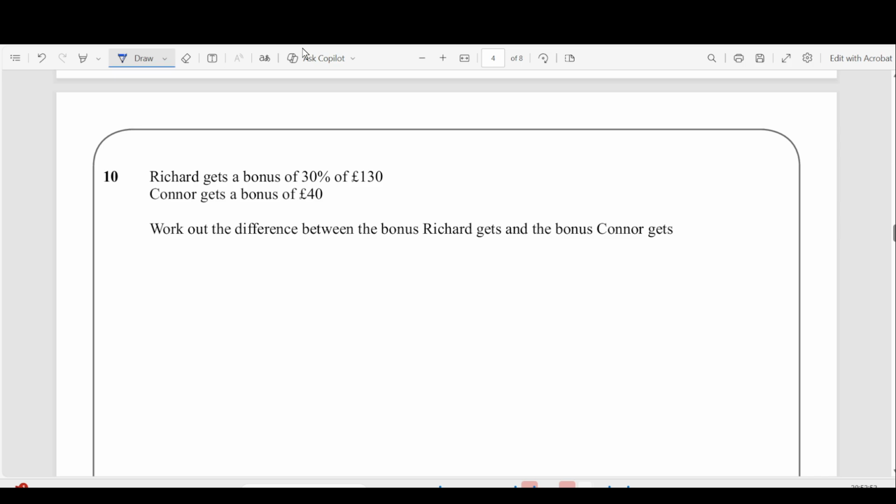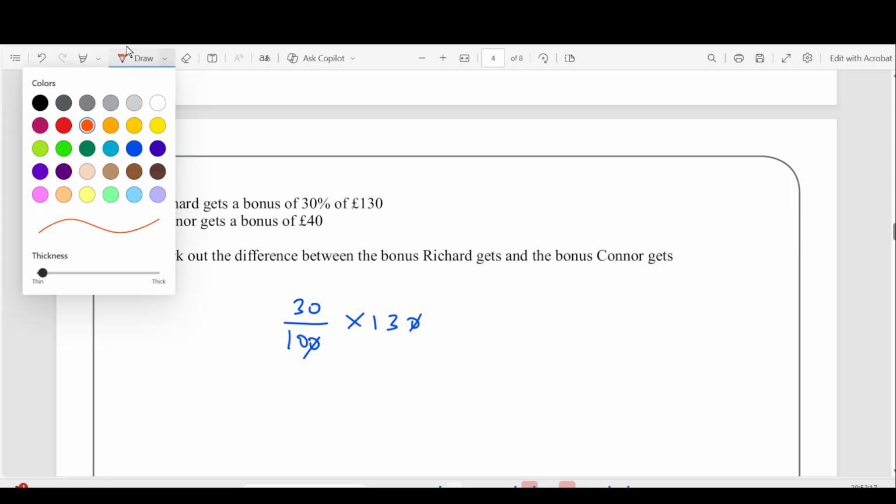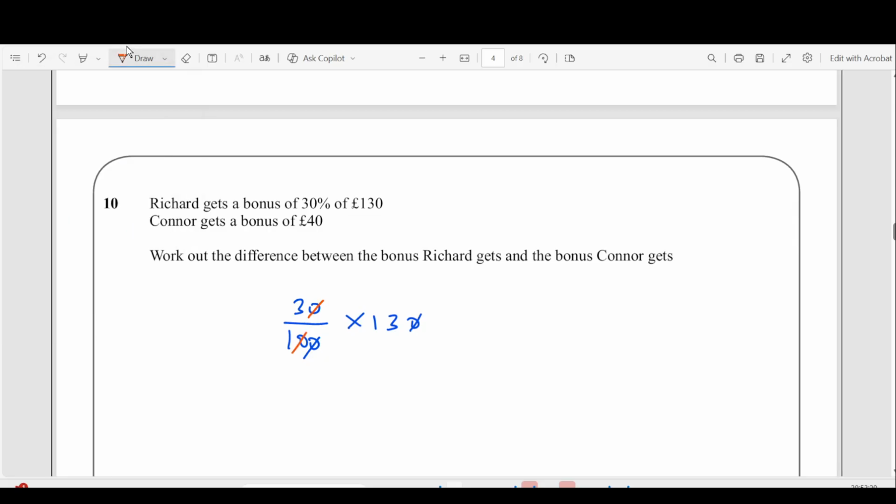So in this question, Richard gets a bonus of 30% of 130. So we need to calculate how much that is, right? To calculate Richard's bonus, we do 30% of 130, which is 30 over 100 times 130. We can cancel out this 0 with this 0, and we can cancel out this 0 with this 0. What we are left with is 3 and 13. 3 times 13 is 39 euros, right?